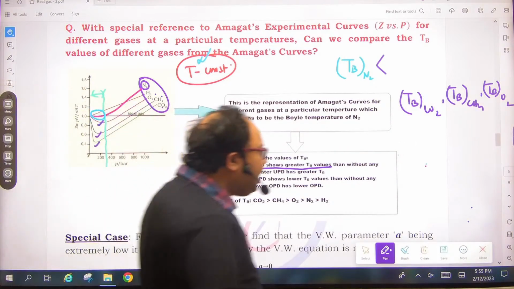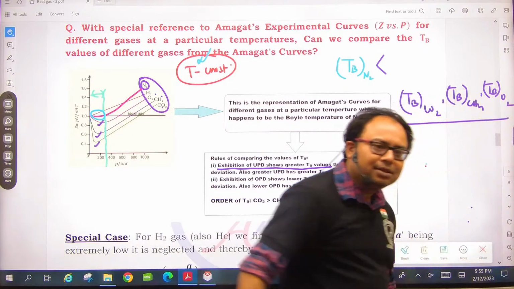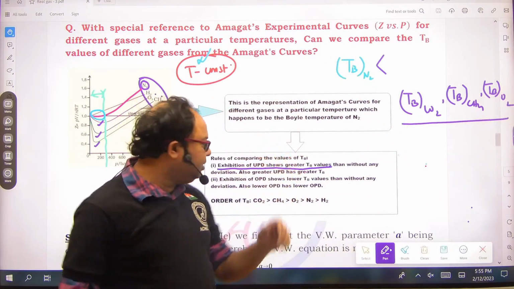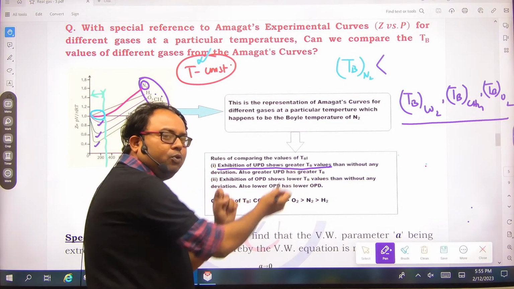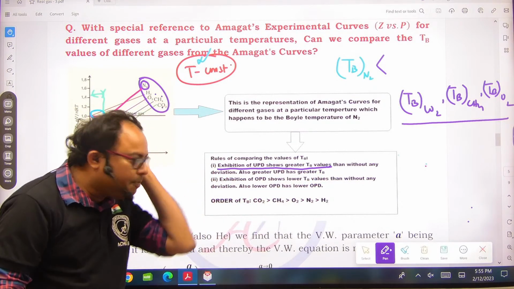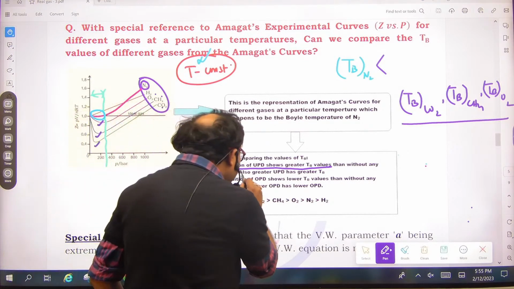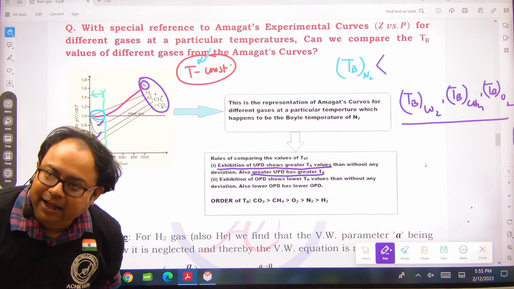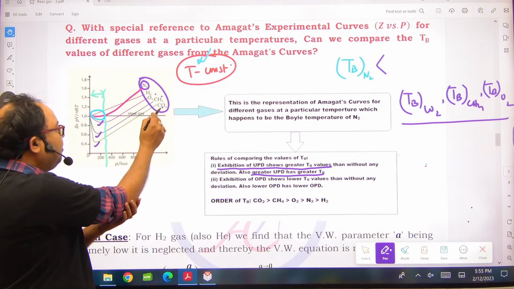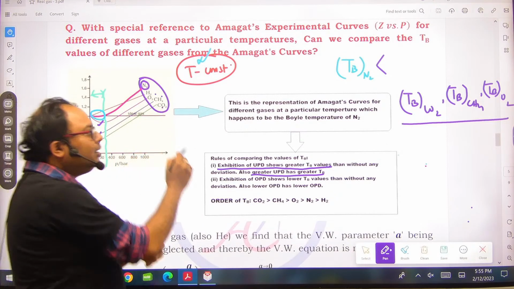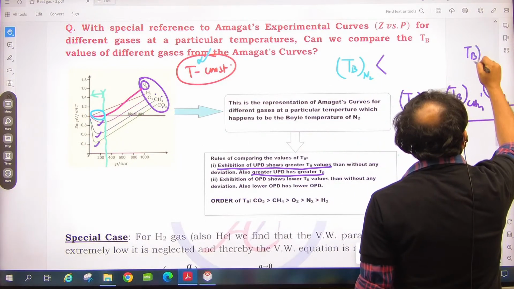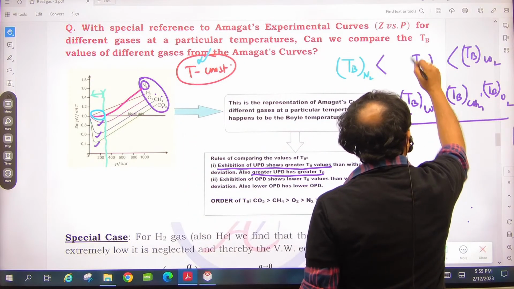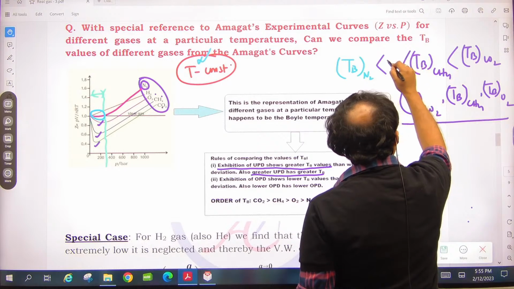Now, can we compare the TB values of these three gases? We know the TB values of these three gases must be greater than the TB value of nitrogen, from the first part of rule 1. Now, let us look into the second part of rule 1. Greater UPD has greater TB. So the one with the highest UPD will have the highest TB. Carbon dioxide is showing the highest UPD, so the TB value of carbon dioxide should be highest. Then methane, and then oxygen.